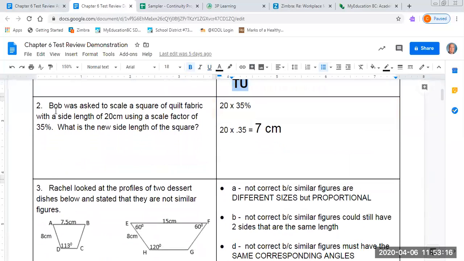For question 2, it says Bob was asked to scale a square of quilt fabric with a side length of 20 centimeters using a scale factor of 35%. What is the new side length? The original is 20 centimeters, and then we are going to multiply that by the scale factor of 35%. Reminder that 35% as a decimal equivalent is 0.35. We know this by taking 35 divided by 100 to make 0.35. So when we multiply 20 by 0.35, we arrive at the answer of 7 centimeters.